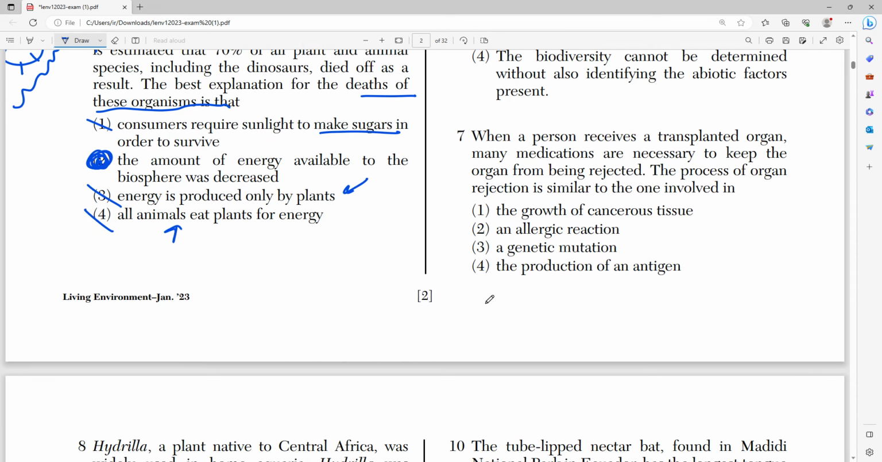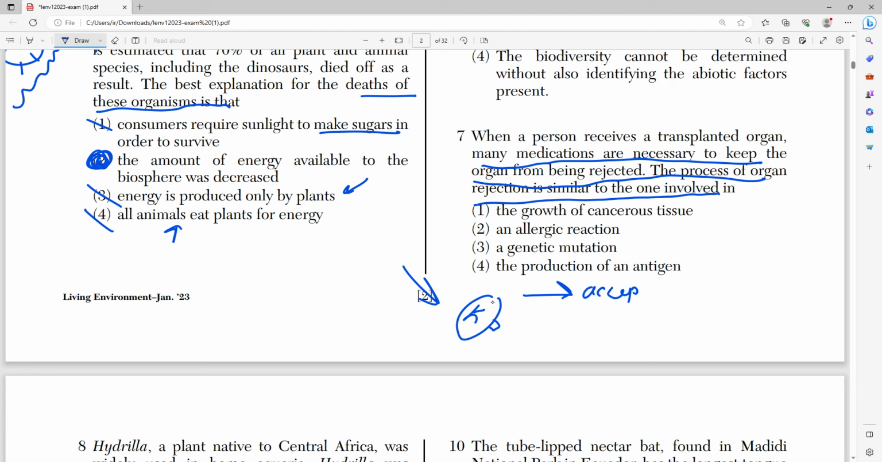Number 7 says a person receives a transplanted organ. Many medications are necessary to keep the organ from being rejected. The process of organ rejection is similar to the one involved in what? Right. So when you are given a transplant, let's just say this is a kidney, one of 2 things happens: either your body accepts it as its own organ, or your body rejects it.